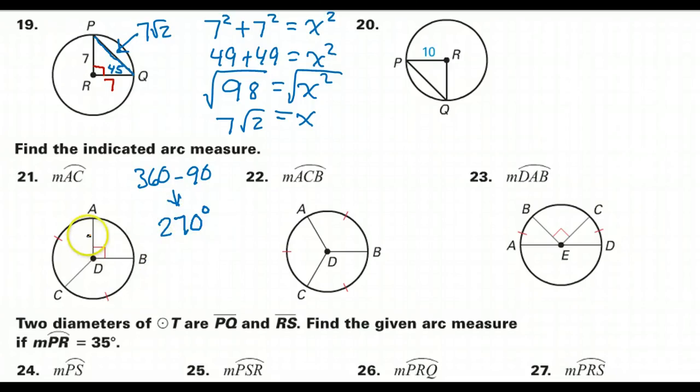Now, that means I've got 270 degrees to be shared equally between this side and this side. So of course, to figure out how big each part is, I'm going to divide that by 2. So that's giving me 135. So that means this is 135 degrees, and this is 135 degrees.